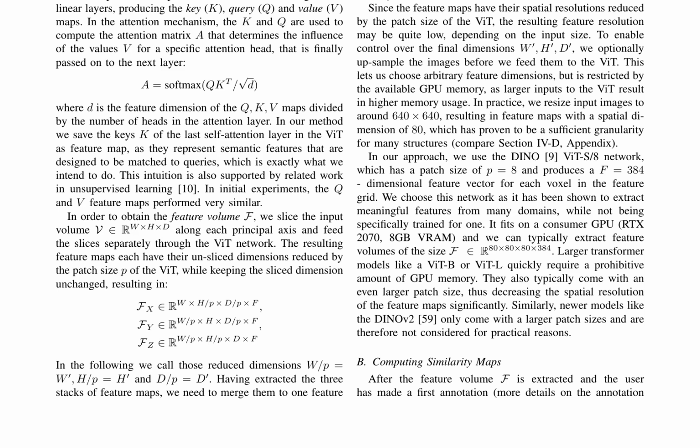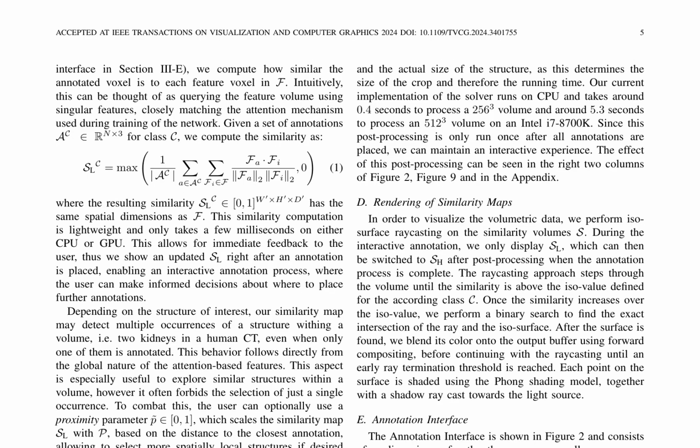The feature resolution may be low, but optional upsampling allows for control over the final dimensions. Computing similarity maps involves using the feature volume F to compare with user annotations, enabling the user to refine their annotations based on the similarity feedback. Once satisfied with the annotations, the bilateral solver can be enabled as a post-process to obtain super-resolution with increased resolution, typically taking less than a minute and repeated for each class. This innovative method for annotating structures within volumetric data leverages attention-based features to compute similarity between annotated voxels and feature voxels.